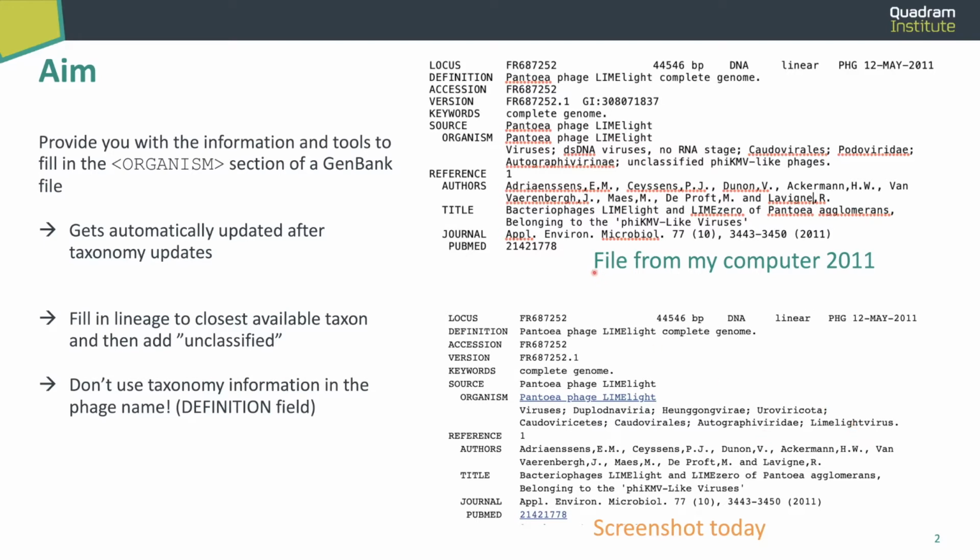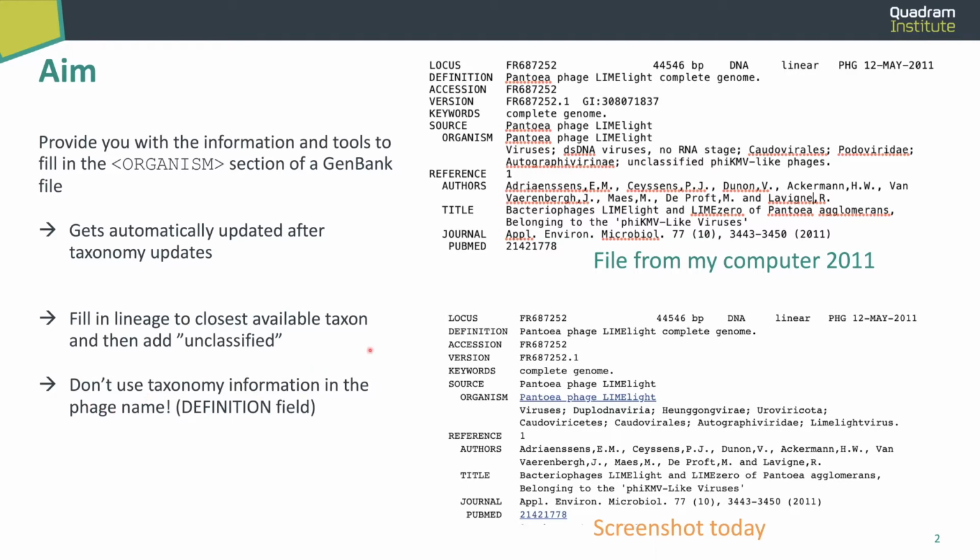So that means that in the background, the taxonomy has been updated and you don't have to do anything for it. The idea is for you to, at the time of your submission, provide the most updated lineage information as possible, and then add unclassified to the lowest taxon that you can find. One of the important things is to not use taxonomy information in the phage name.